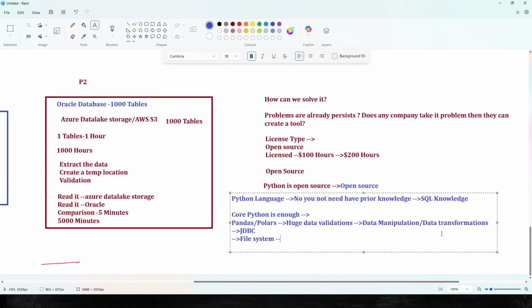Sir, when you say file system, does it include CSV? Yes, we have CSV. And Parquet? Yes, we can read it. ORC? Avro? JSON file? XML file? But XML is almost outdated. Yes, we can do that easily with Pandas. You can read as well as write.